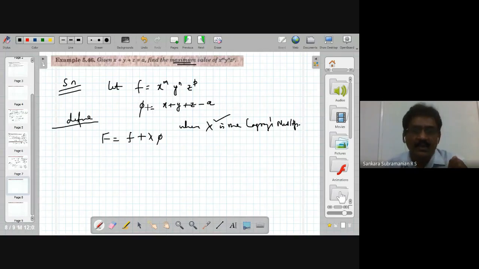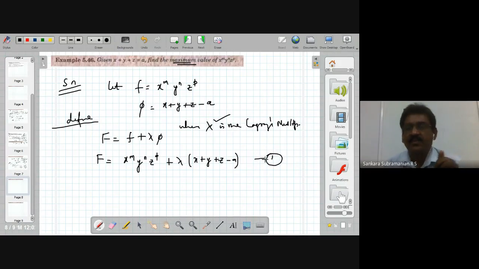since we have only one condition. So F equal to x to the power m, y to the power n, z to the power p plus lambda times of x plus y plus z minus a.